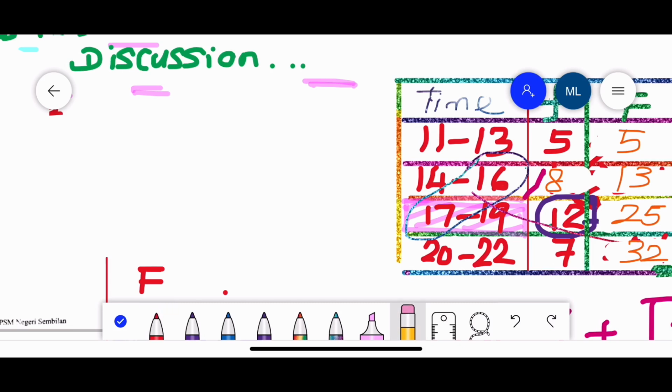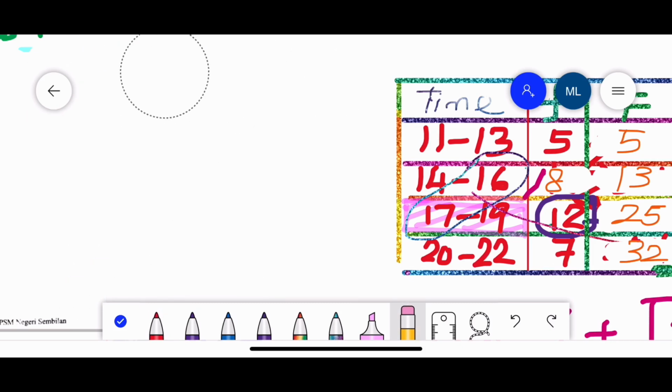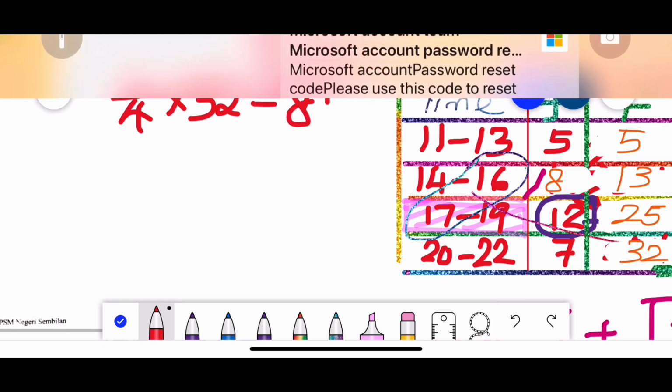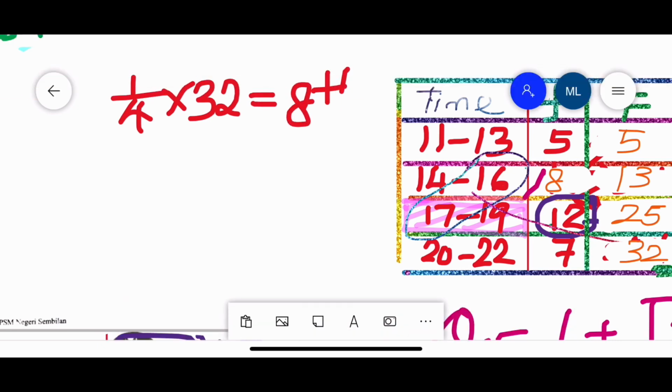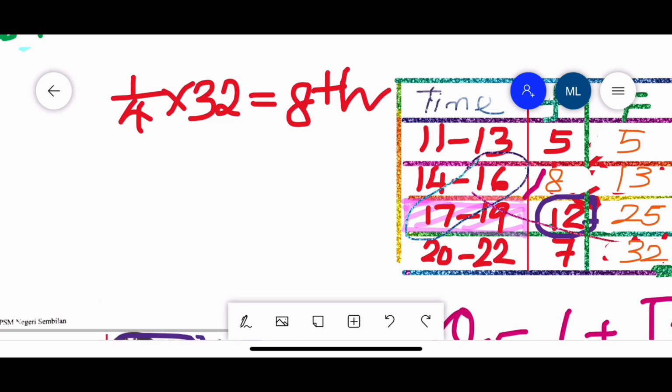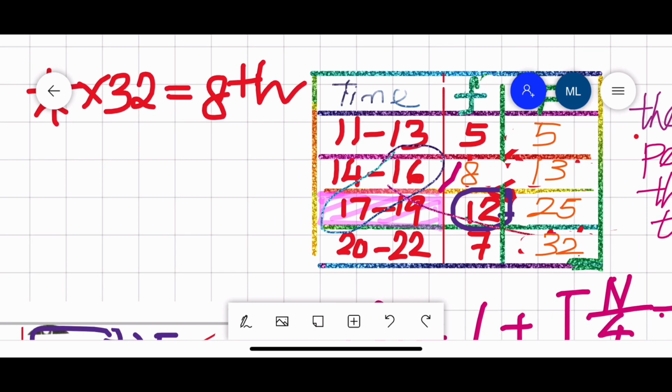Okay, let's calculate the first quartile. Now we have to calculate the number of the athlete first. So 1 over 4 times the total, we have 32 athletes, right? Okay, so now you got 8. The 8th athlete is having the first quartile.